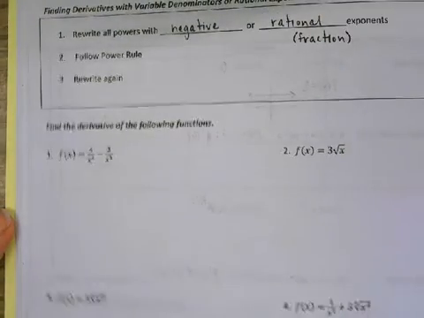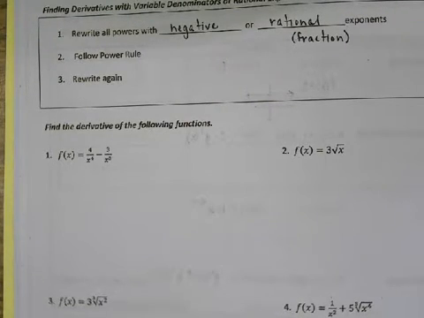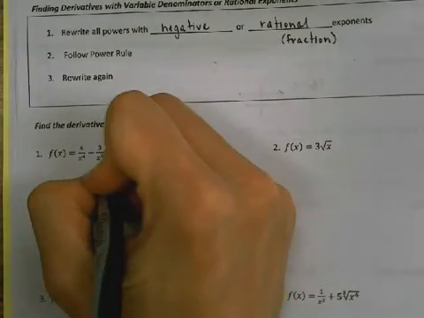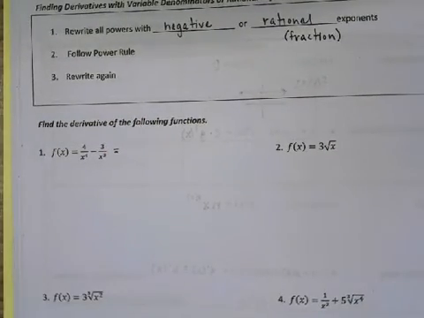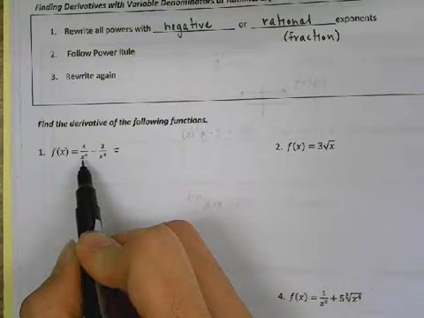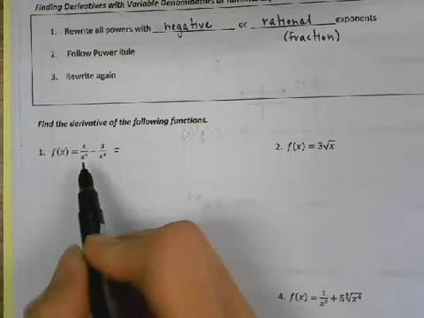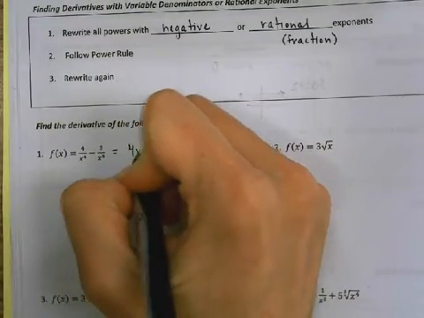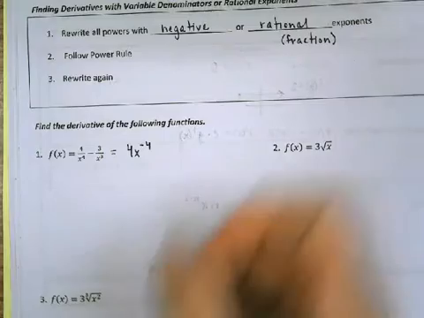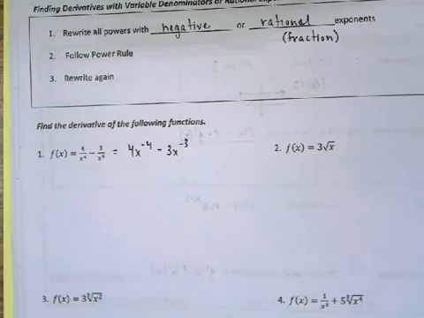See if I can zoom this a little better. Okay, so my first one, f of x equals 4 over x to the 4th minus 3 over x cubed. So again, this looks complex, but I can simplify things quite a bit by rewriting my fractions with negative exponents. So I know x to the 4th is positive if it's in the denominator, but I can rewrite it in the numerator by making my power negative. So this becomes 4x to the negative 4th, and I could do the same thing with my second term, minus 3x to the negative 3rd.